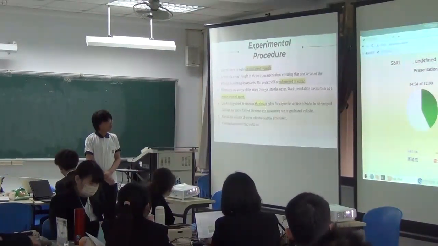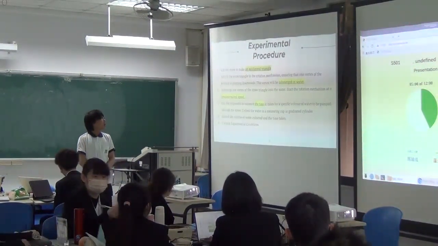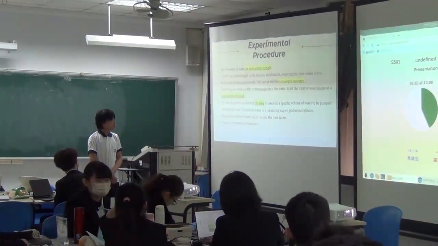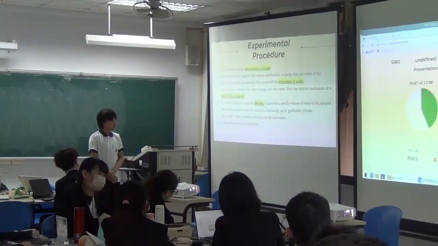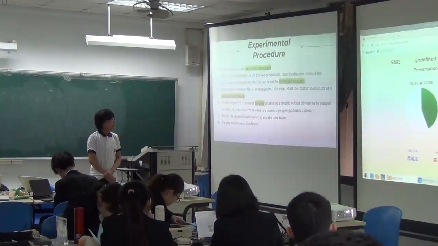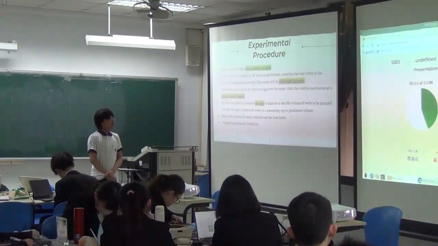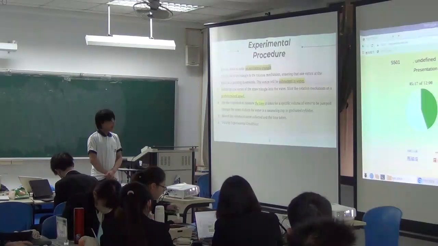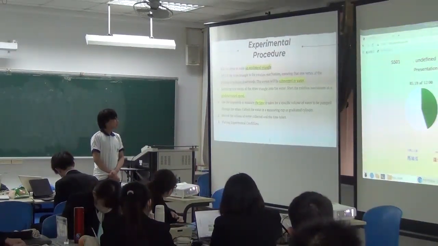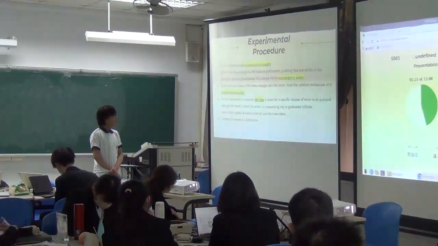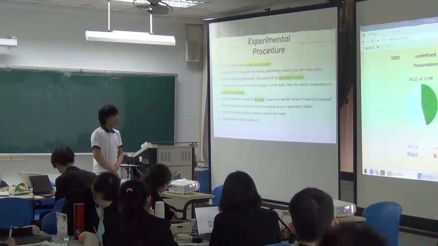Start the rotation machine at the predetermined speed. Use the stopwatch to measure the time it takes for a specific volume of water to be pumped out through the straw, and collect water in a measuring cup or graduated cylinder, or record the volume of water collected at the time taken. Then we vary the experimental conditions.